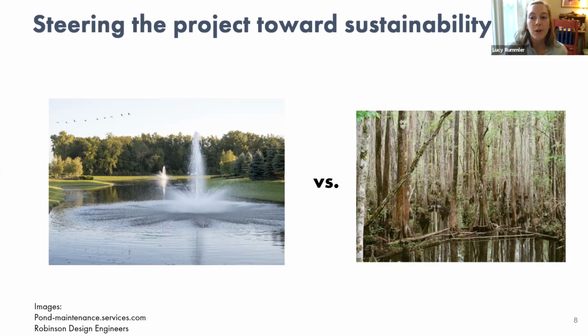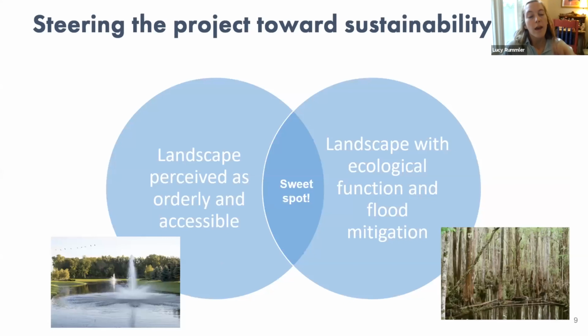And so I knew it was important to leverage these two ideas. Finding this sweet spot between the orderly landscape that the city wanted and this functioning, sustainable, ecological landscape is key. And it's something that many have written about, including Joan Nassauer in her work, Messy Ecosystems, Orderly Frames.